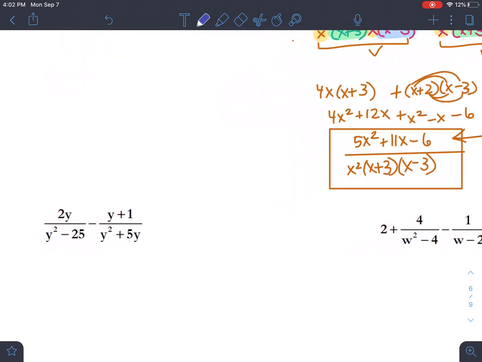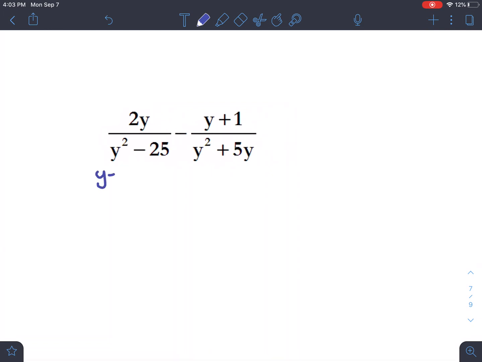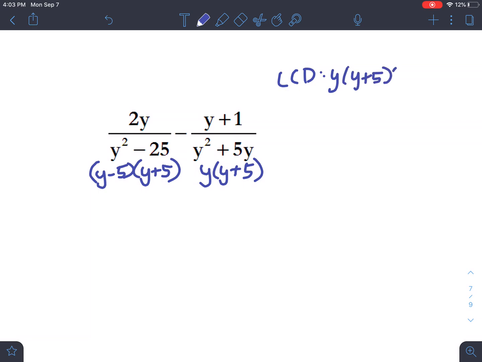Okay, so take a look here at 2y, y squared minus 25, and y squared plus 5y. Hopefully you guys are noticing I should try factoring, seeing what there is. So I've got y times y plus 5 and y plus 5, y minus 5. All right, so if I want to look at a least common denominator, okay, well, I need a y plus 5, and I need a y minus 5. Those are kind of all the elements that are being hit here. So if this one has a y, this one needs one.